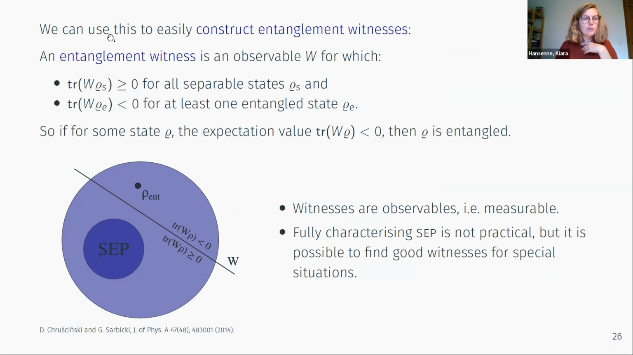And then from this, what we can do is build some entanglement witnesses. And what are entanglement witnesses? Entanglement witnesses are operators that are used to detect entangled states. So more formally, an entanglement witness is an observable W for which the expectation value is positive for all separable states and it is negative for at least one entangled state. So meaning that if for some state rho the expectation value is negative, then it is entangled because it is positive for all separable states. So smaller than 0 means that it is entangled.